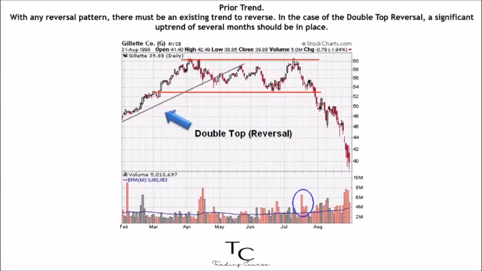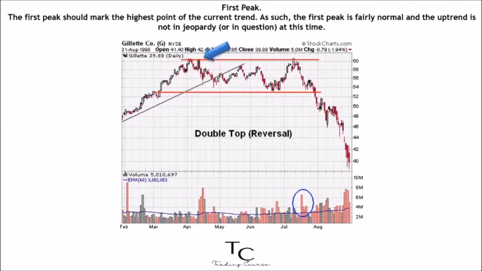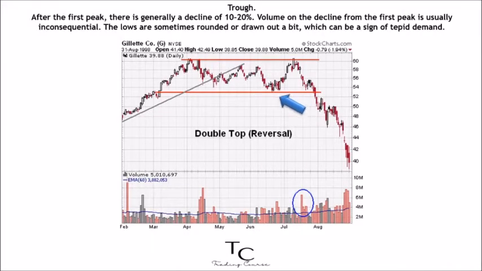Prior trend. With any reversal pattern, there must be an existing trend to reverse. In the case of the double top reversal, a significant uptrend of several months should be in place. First peak. The first peak should mark the highest point of the current trend. As such, the first peak is fairly normal and the uptrend is not in jeopardy, or in question, at this time. Trough. After the first peak, there is generally a decline of 10 to 20%.